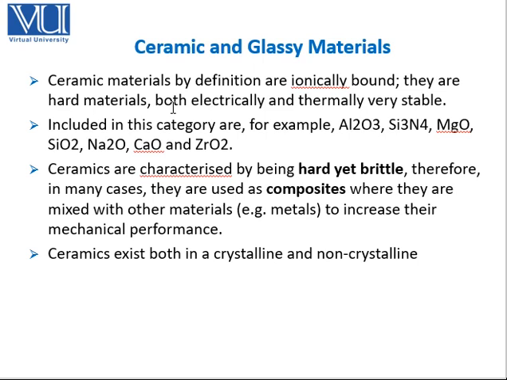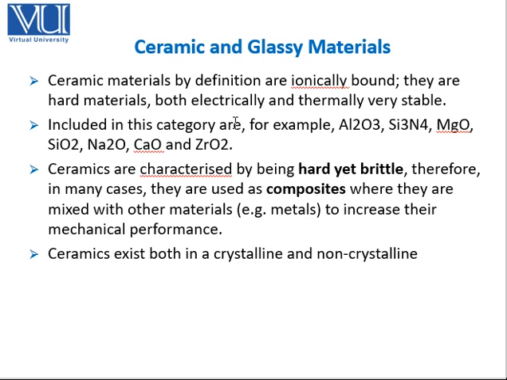So ceramic materials are thermally and electrically stable. These are their properties: they are hard materials and they are ionically bound. So what are the examples that include these materials? They are alumina, silicon nitride, magnesium oxide, silica, calcium oxide, and some other compounds.